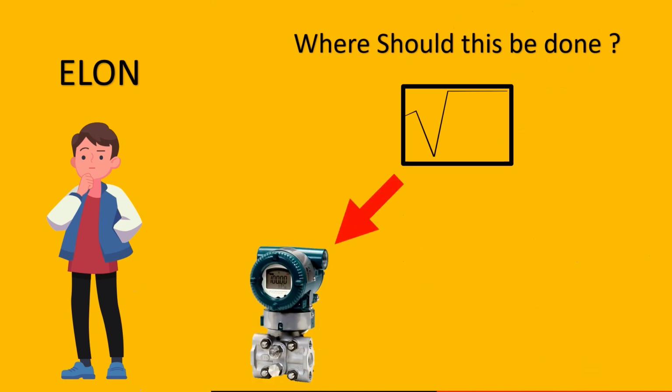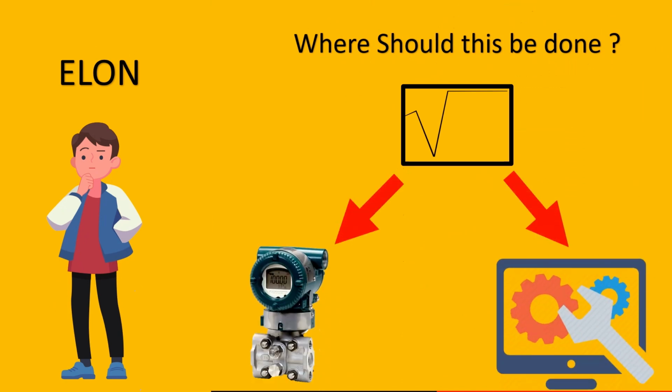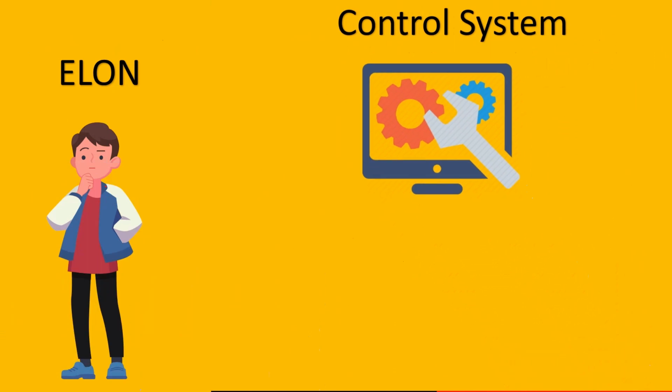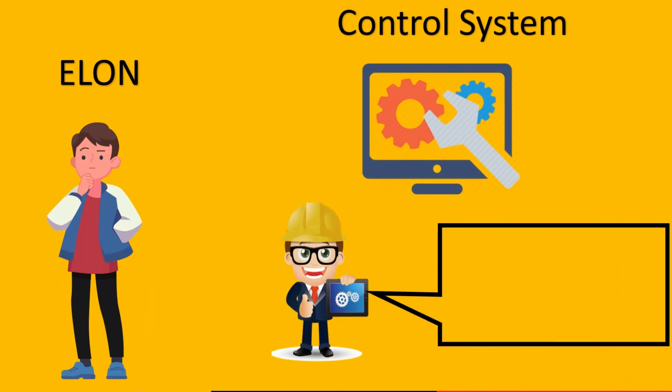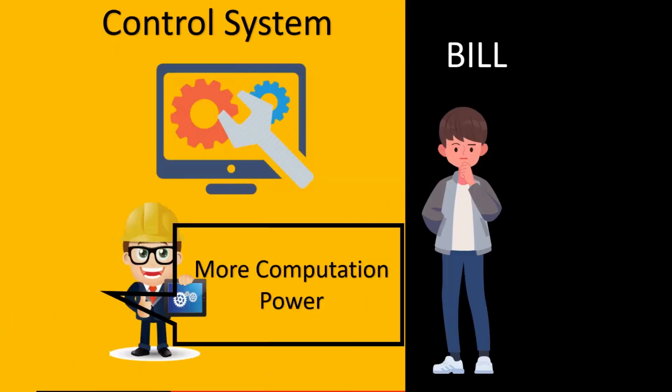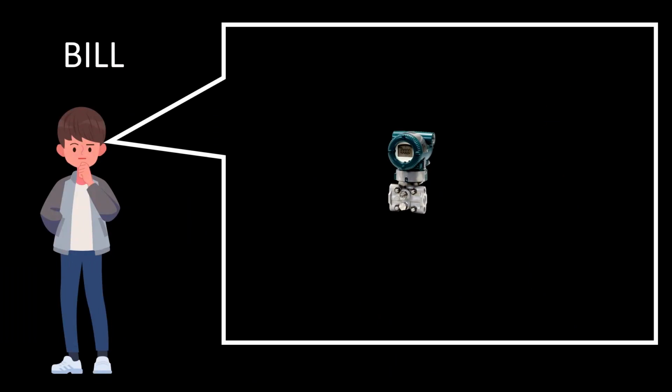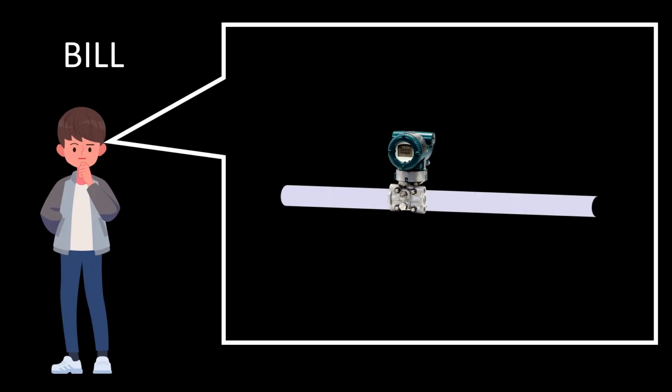Should it be done in the field or should it be done in the control systems? According to Elon, it is better to do it in the control systems. Why? Because it has more computation power. But Bill has something different to say. What Bill says is that it should be done in the transmitter, and he has a valid point.